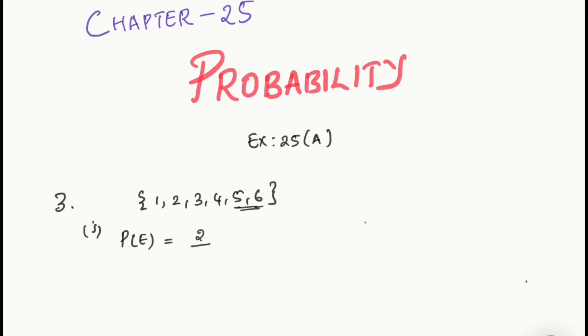2. What is the total number of possibilities? Total number of possible outcomes is 6. Correct? So number of possibilities 2 divided by 6, that is equal to 1 by 3. You need to write it like this.